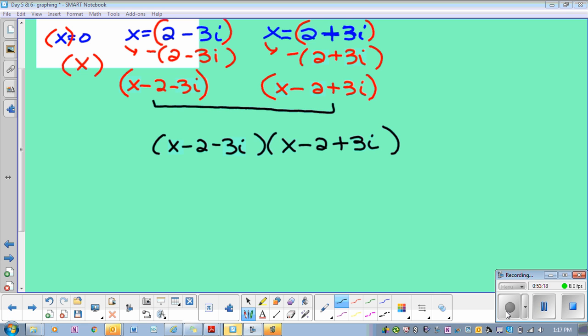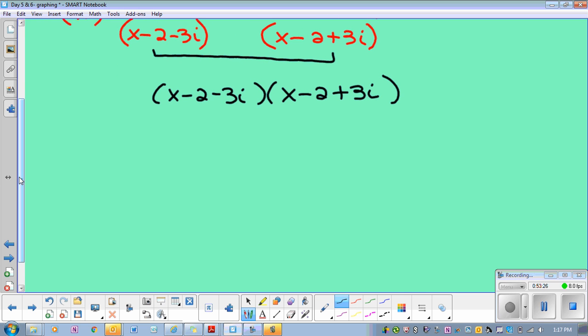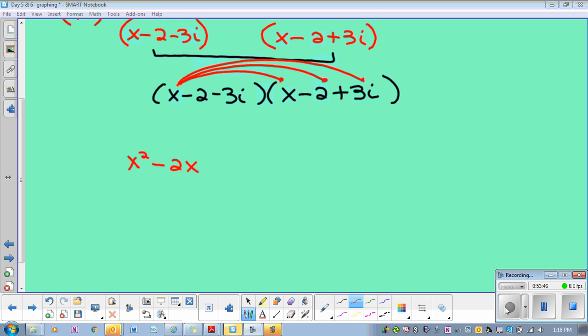So you basically have 3 things in each of the parentheses, right? There's going to be a lot of distributing going on. Make sure you keep yourself organized here. Distribute the x to everything. x times x is x squared. x times negative 2 is negative 2x. x times 3i is plus 3ix. Are we okay with the first part? Okay. Go on to the second one.